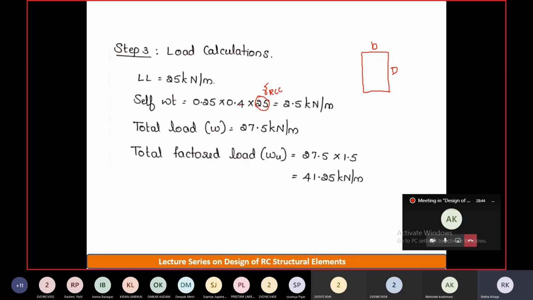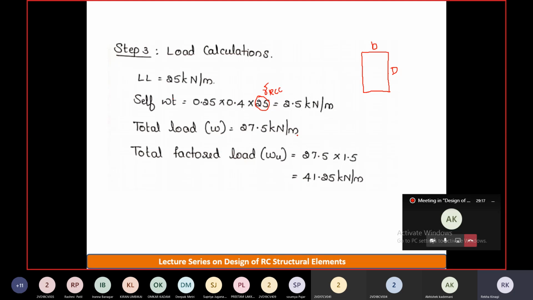Why am I considering these two values in terms of meter? Because live load is in terms of kilonewton per meter, so even we want self weight in terms of kilonewton per meter. So we are going to consider the distances in meter and loads in terms of kilonewton. So the total load W is equal to live load plus self weight, that is 27.5 kilonewton per meter.